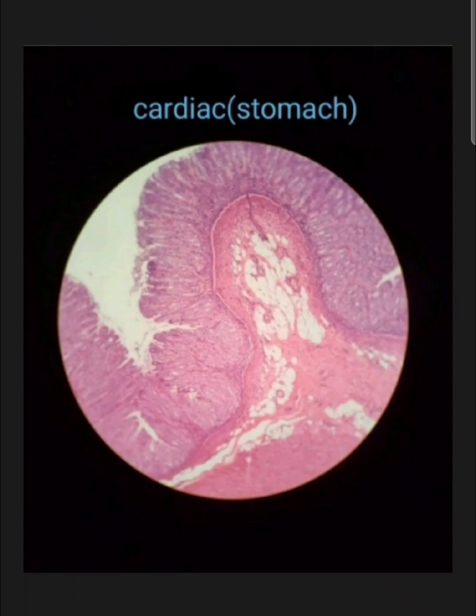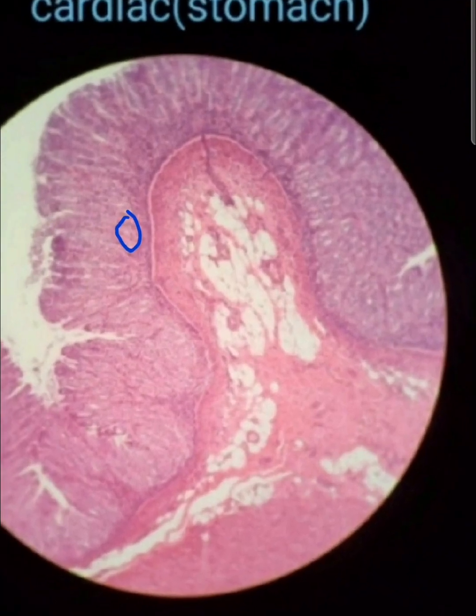The last slide of block 1 histology is the cardiac end of the stomach. It's not a very important diagram, and this slide contains cardiac glands. Unlike the pyloric end of the stomach, which contains pyloric glands, this contains some glands that are not very clear in this picture as it is not very focused. So it contains pyloric glands. Sorry, cardiac glands.